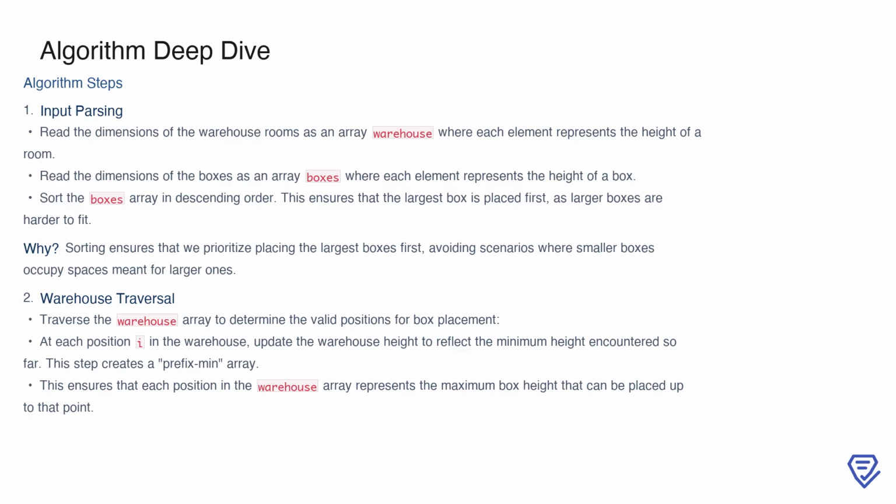Next, we traverse the warehouse array to determine the valid positions for placing boxes. At each position in the warehouse, we update the height to reflect the minimum height encountered so far. This transformation creates a prefix min array, where each position indicates the maximum allowable box height up to that point. This pre-processing step is crucial for streamlining the placement process later.